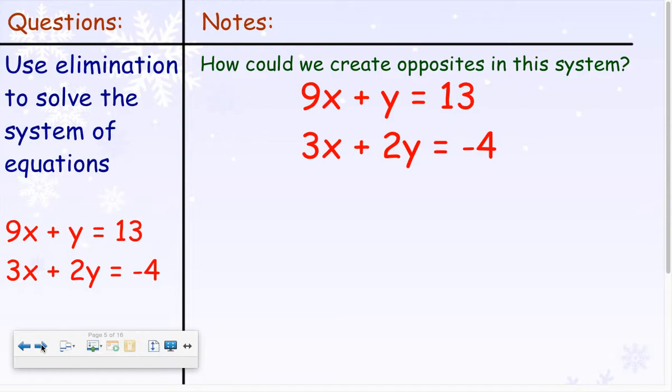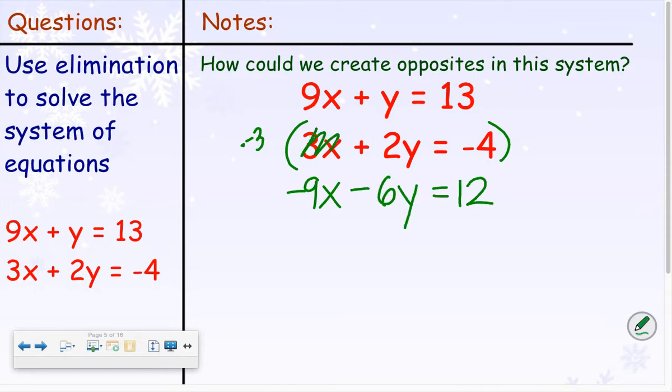All right, last one. 3 can go into 9 evenly. The opposite of 9 is negative 9. So I need to times 3 by negative 3. So 3 times negative 3 is negative 9. Negative 3 times 2 is negative 6. Negative 3 times negative 4 is 12.